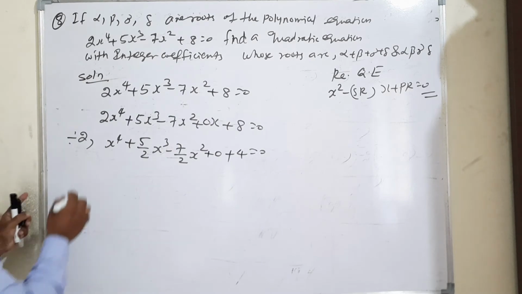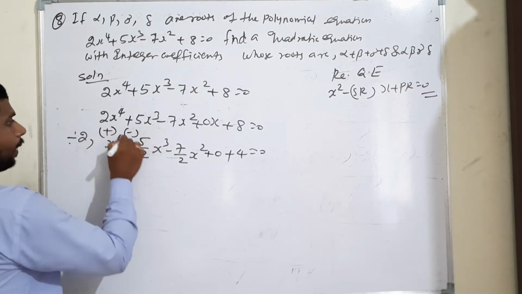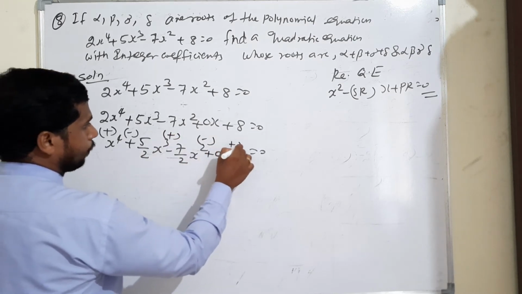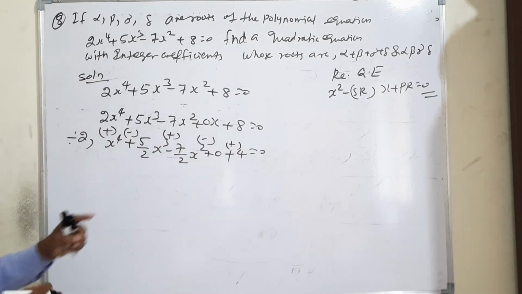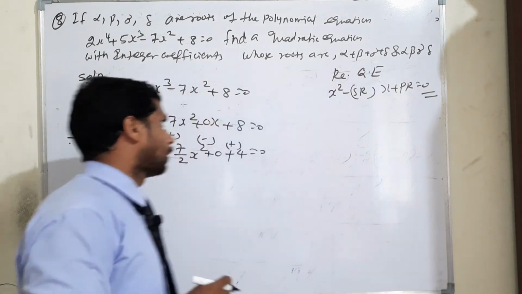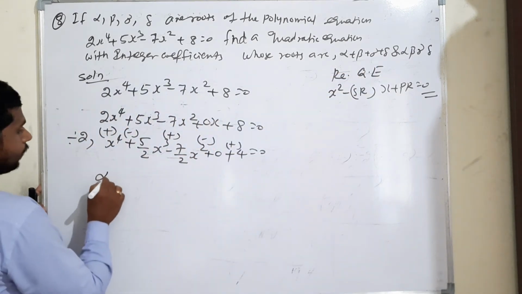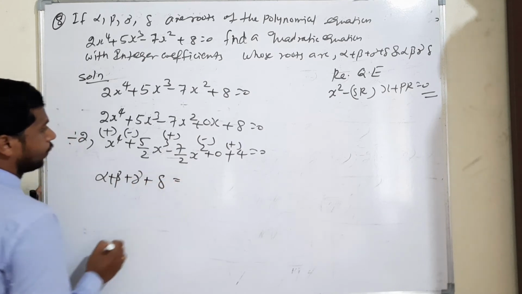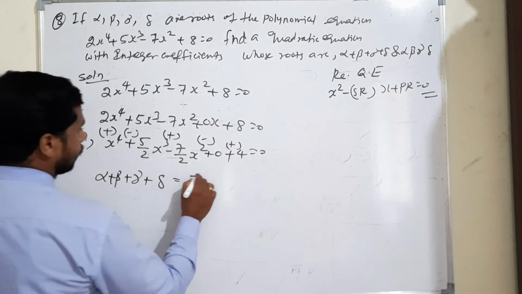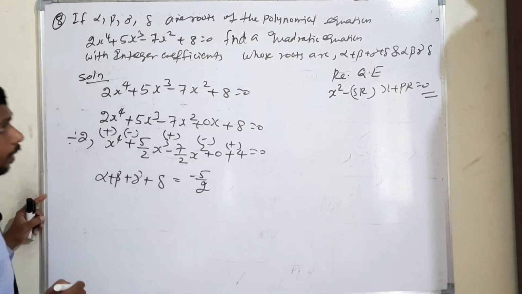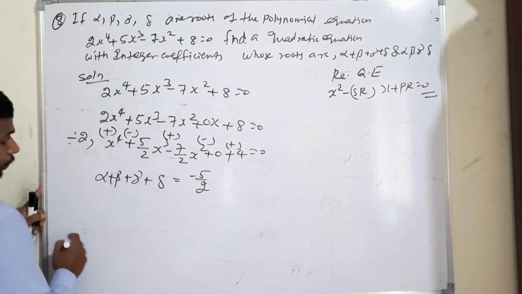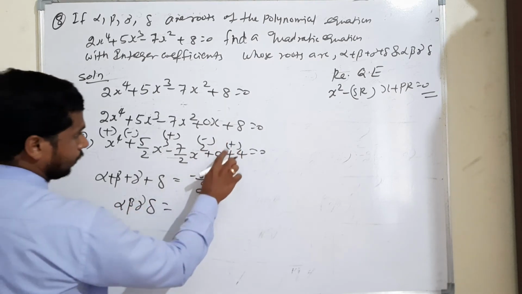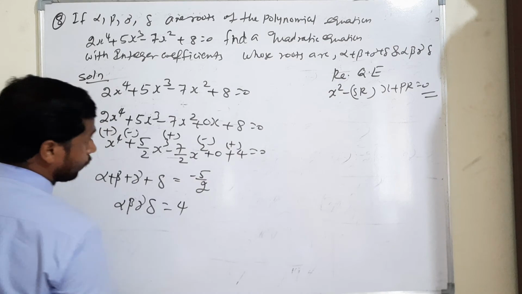Okay. Now, the signs start with plus, then minus, then plus. So, now the required roots are alpha, beta, gamma, delta, isn't it? So, alpha plus beta plus gamma plus delta is equal to minus 5 by 2. Last one, the product of the roots taken 4 at a time, alpha beta gamma delta, is equal to the last condition. So the sign will be plus, so 4 is there.